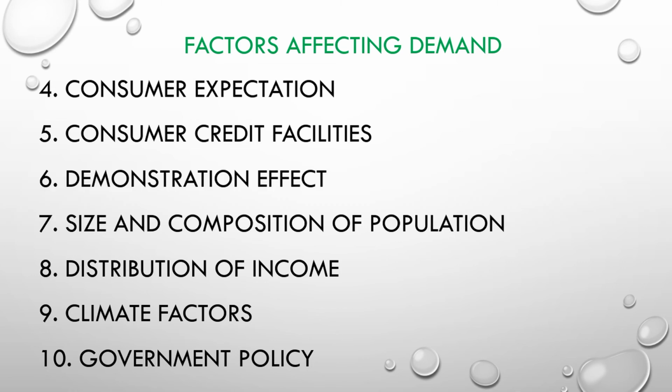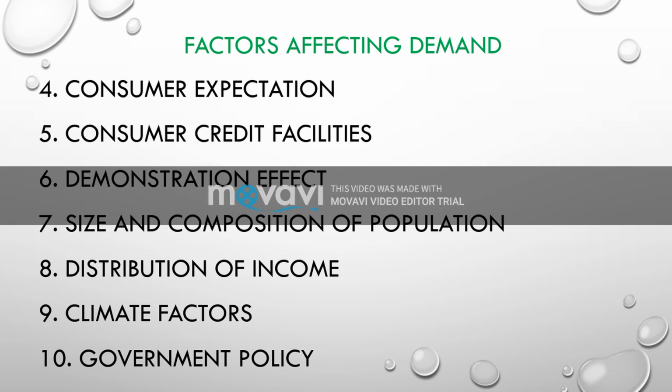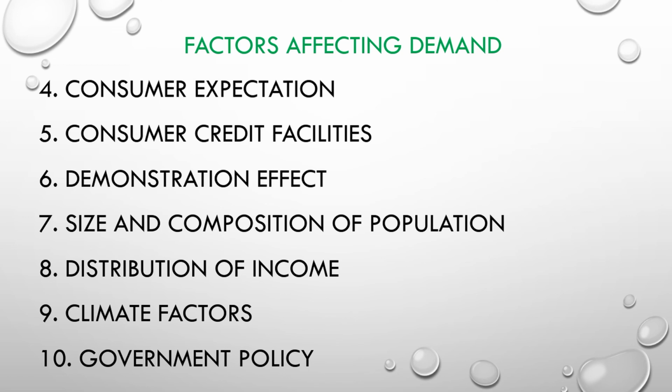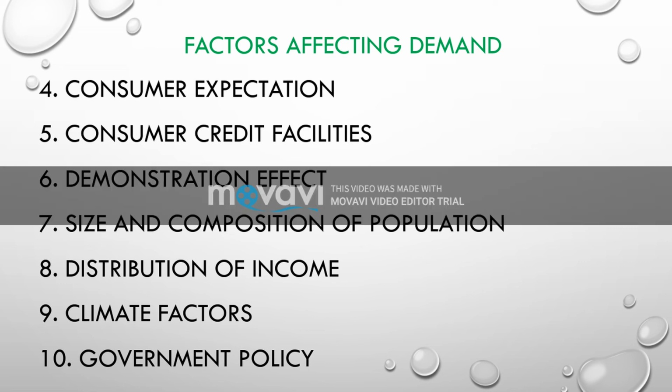Next determinant is the distribution of income. Distribution of income in a country also affects the demand of goods. Like in a country where there is an unequal distribution of income, the rich become richer and the poor become poorer. So richer people will demand more luxury goods like luxury cars, expensive watches, etc. On the other hand, if the income is evenly distributed, there will be less demand of luxury goods, but the demand of essential and necessary goods will increase.